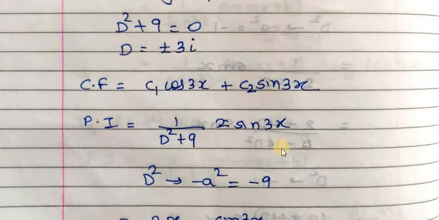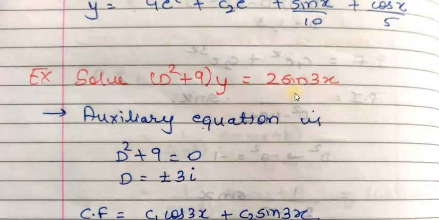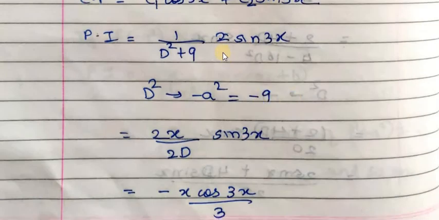Okay, now we will find out PI, and the formula of PI is 1 over f(D) R(x). Here R(x) is 2 sin 3x. Now what we have to do is replace D square by minus a square. Here the value of a is 3 and 3 square is 9, so D square will become minus 9. If we replace D square by minus 9, in the denominator we will have minus 9 plus 9, so it will become 0.